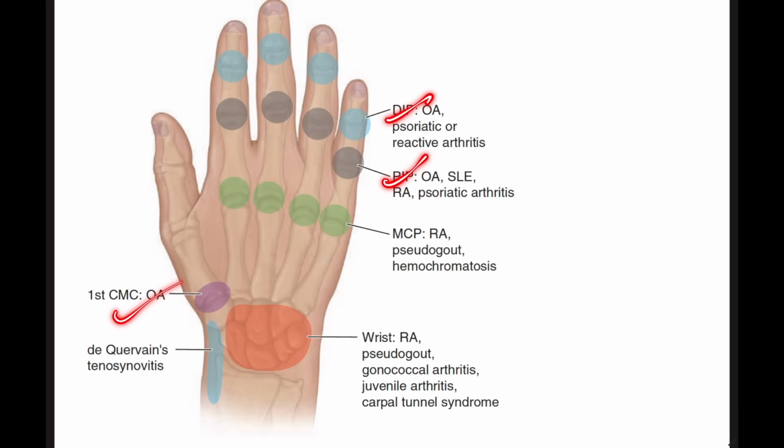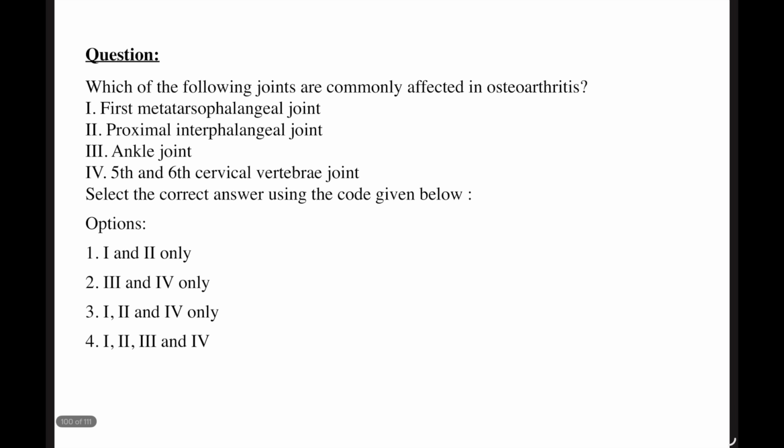1, 2, 3. Right? Now, what are the joints which are involved? Proximal interphalangeal joint, yes. First metacarpophalangeal joint, yes. Similarly, first metatarsophalangeal joint is also involved. Next, fifth and sixth cervical vertebrae, yes. Ankle joint, no. Mainly knee joint osteoarthritis, hip joint osteoarthritis and shoulder joint are more common. Shoulder joint dislocations are more common. Knee and hip osteoarthritis are more common. That's the reason you will see a lot of knee replacements and hip replacements, but very rarely will you see ankle joint replacement, right? So the correct answer is 1, 2, and 4.